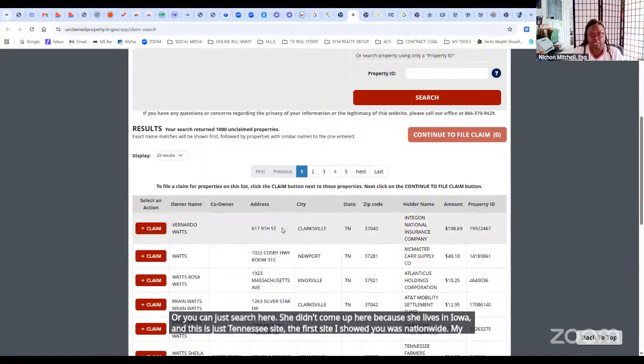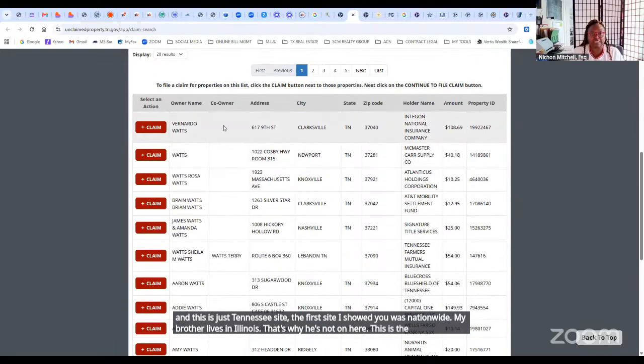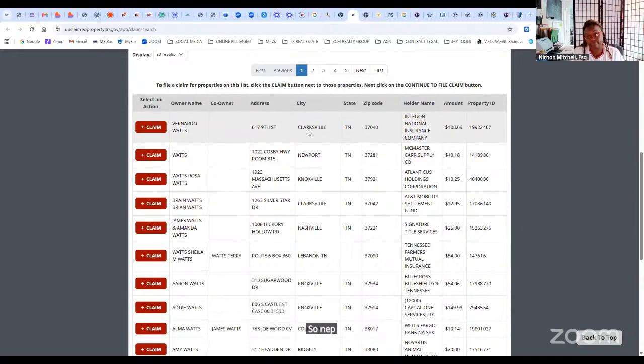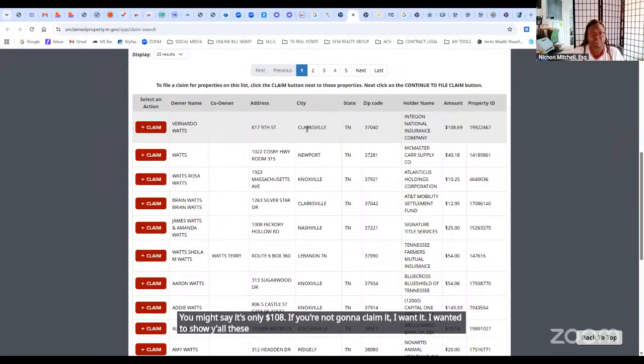My brother lives in Illinois. That's why he's not on here. This is the state of Tennessee, and this is my nephew right here. So, nephew, you might say it's only $108. If you're not gonna claim it, I want it. I wanted to show y'all these unclaimed property sites.